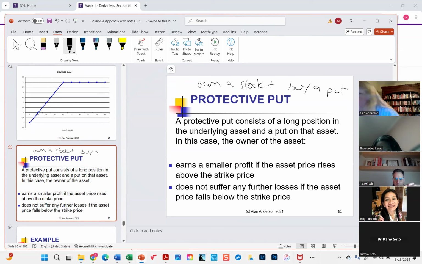And you'll see that by doing this, the put becomes an insurance policy against losses to the stock. Because what's happening now is that if the price of the stock goes up, you continue to gain as the stock price goes up. You have not given up any upside potential, but you do lose the premium that you paid for the put. On the other hand, if the stock price falls below the strike price of the stock, that sets a limit to how much you can lose.